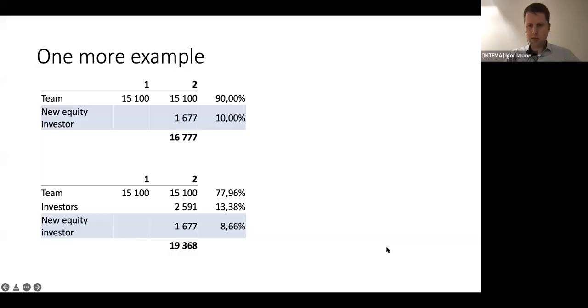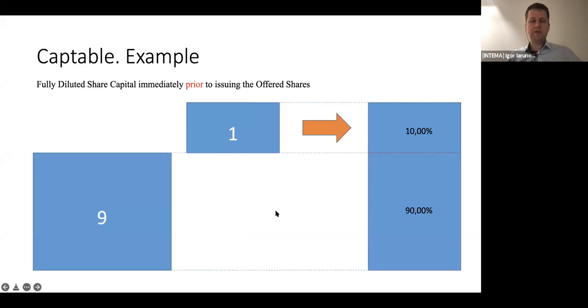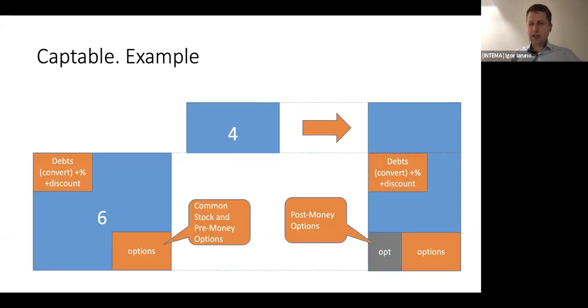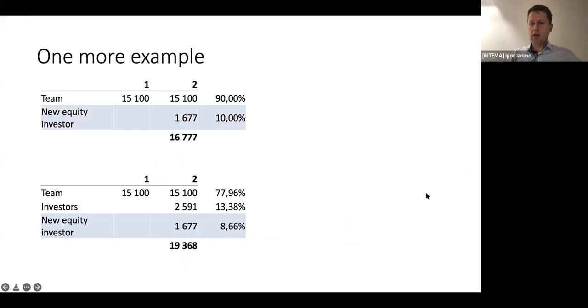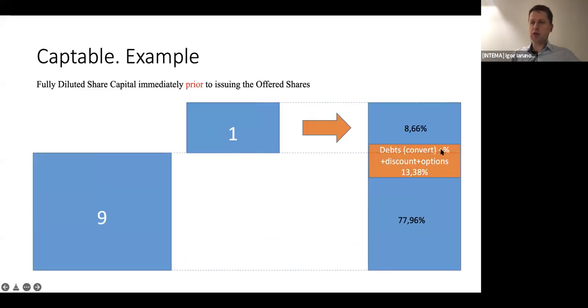Okay. That's what we had. I created a small demo. Look here: fully diluted share capital immediately prior to issuing the offered shares. So we calculated not prior, we calculated after, and now we calculate prior. We don't receive 10% and 90%, and we don't take the debt and options from the share of the founder. We receive the debt and options, changing the value of the investor and changing the share of the founder. That's how it works.